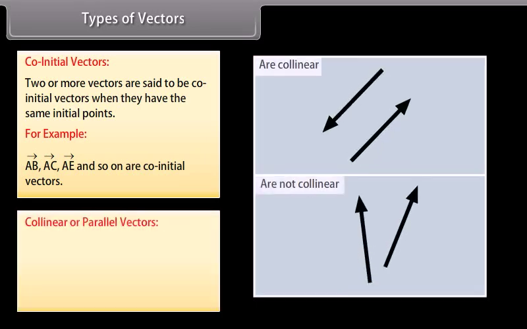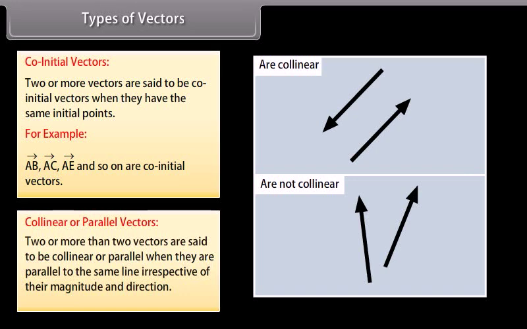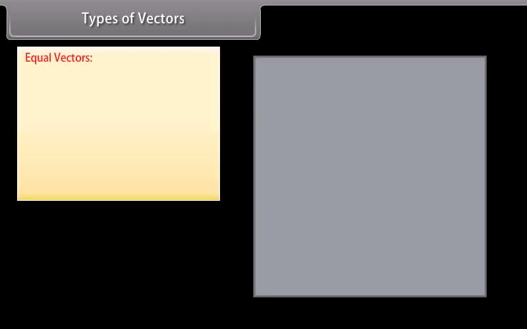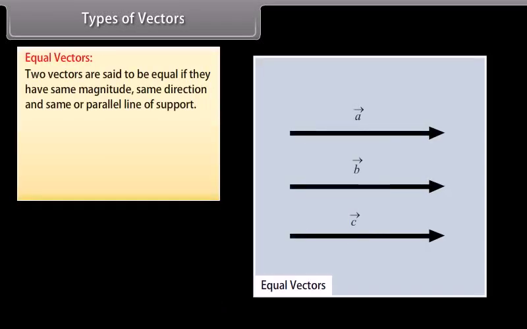Collinear or parallel vectors. Two or more vectors are said to be collinear or parallel when they are parallel to the same line, irrespective of their magnitude and direction. Equal vectors. Two vectors are said to be equal if they have the same magnitude, same direction, and same or parallel line of support.